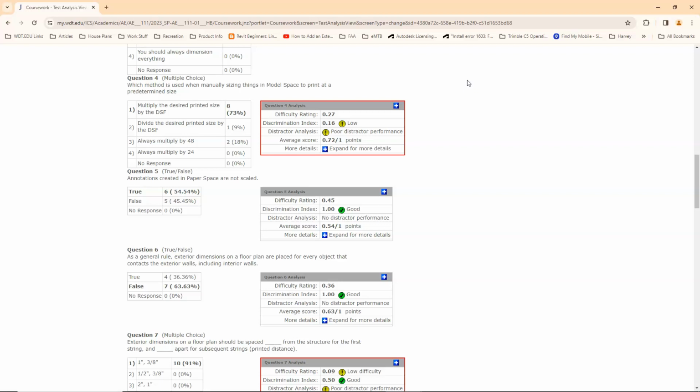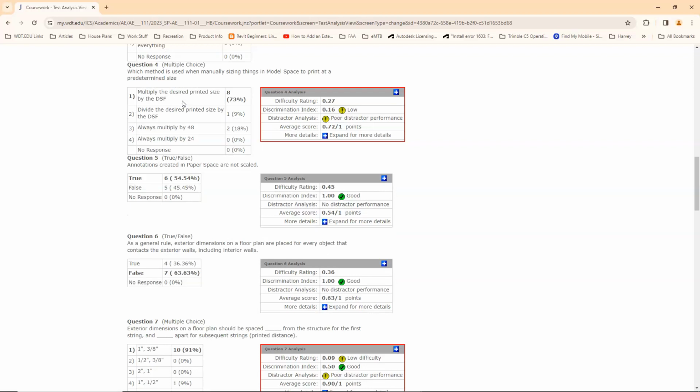So our drawing scale factor in that scenario is 48, which means that if we want something to be printed at its correct size, we have to blow it up 48 times. It has to be 48 times bigger, because when we print, we're shrinking it down by a factor of 48. So we multiply the desired print size by the drawing scale factor. We're making it bigger, folks, not smaller. Hopefully that makes sense. If not, please do reach out.